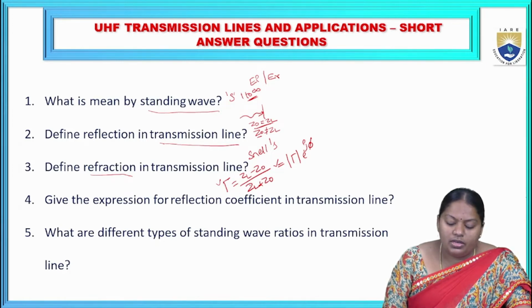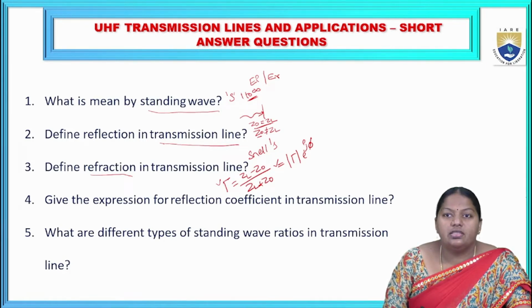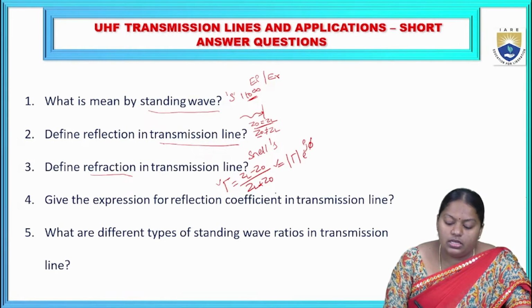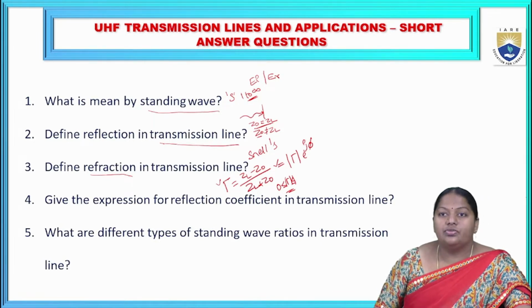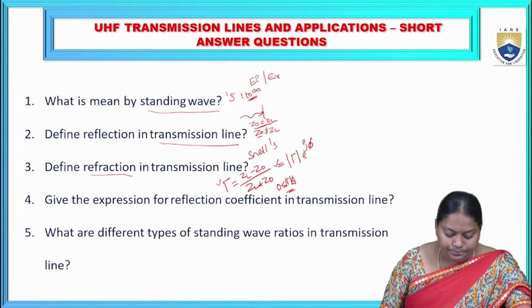So gamma can be written as ZL minus Z0 by ZL plus Z0. And as we know, the range of this reflection coefficient is 0 is less than or equal to modulus of gamma is less than or equal to 1. This is the way the reflection coefficient is ranging from 0 to 1.